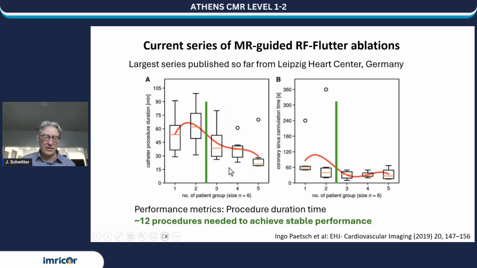So it's not very difficult to acquire the skills to use these catheters if you are an experienced electrophysiologist. So an experienced electrophysiologist needs maybe 10, 12, 15 cases, and then he's in a stable situation. Also, coronary sinus cannulation was a little bit longer at the beginning, but once you are used to the machine and the environment, you get this done very fast.